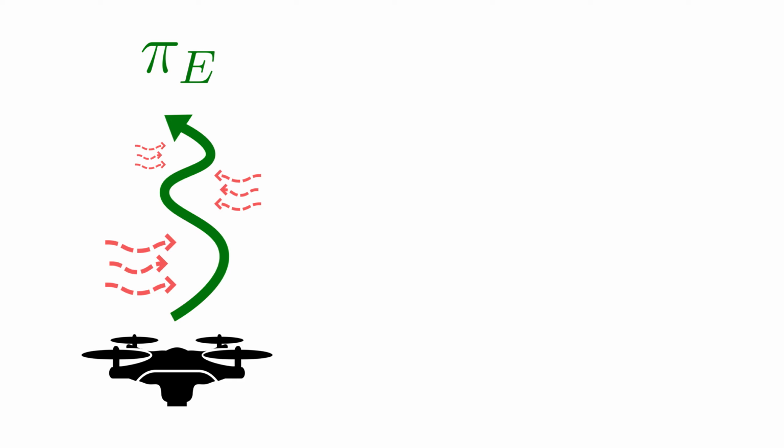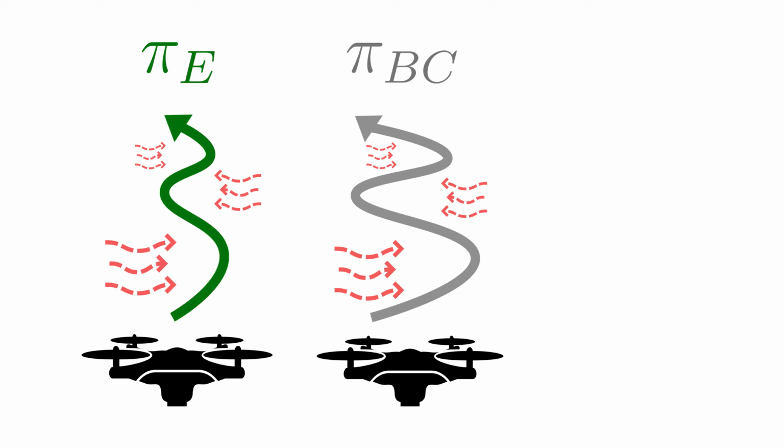Let's assume there's heavy gusts of wind that cause the quadcopter to deviate from the intended straight path of the expert. Now, what will happen if we try to apply a standard imitation learning algorithm like behavioral cloning to the set of demonstrations? Well, the learner is likely to pick up on the correlation that being a little bit on the left is usually followed by going even more left.